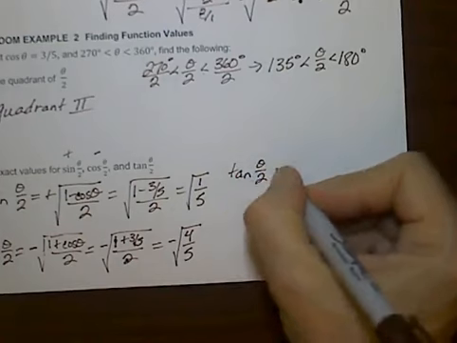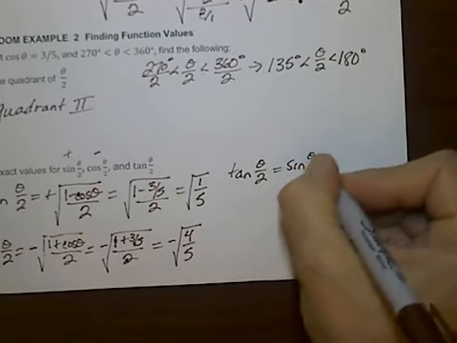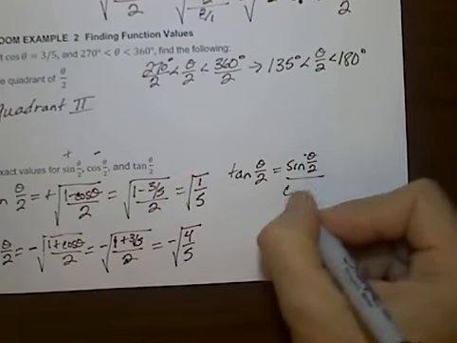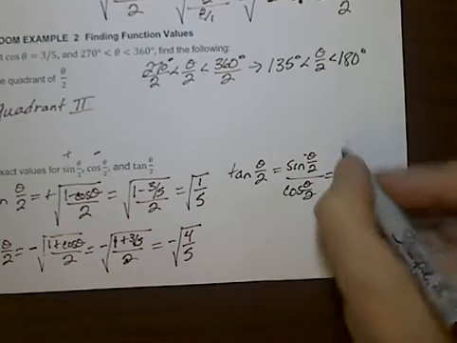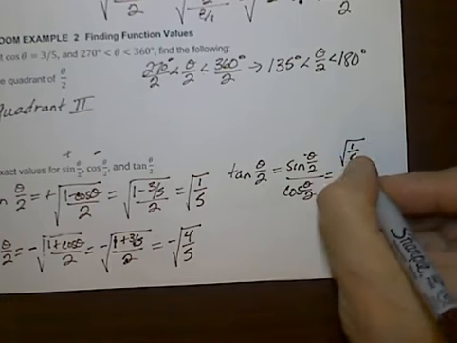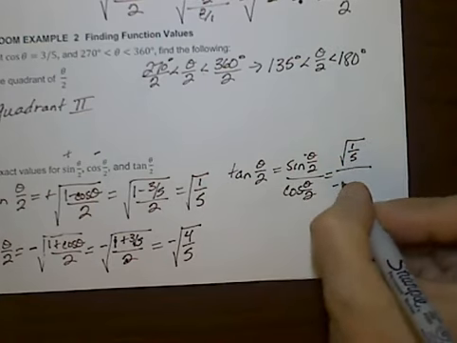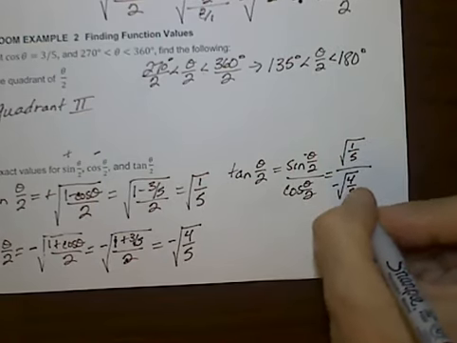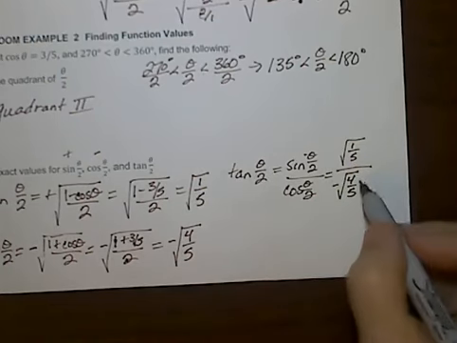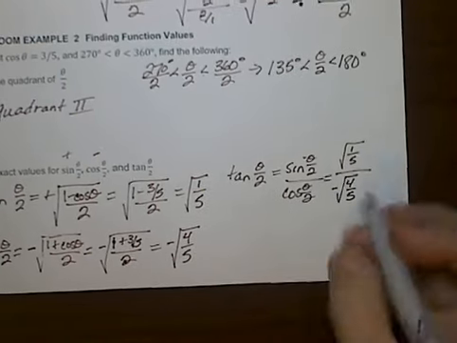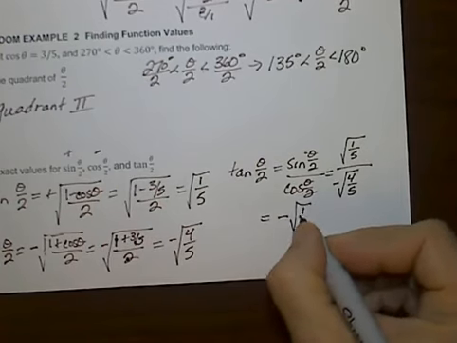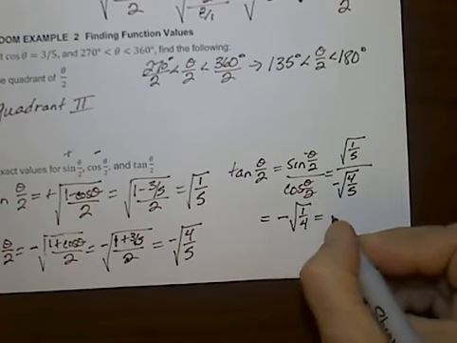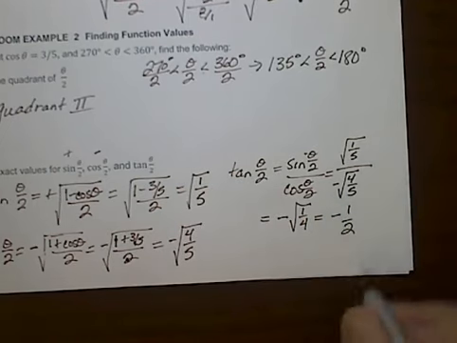To find tangent, we would just take the sine and divide by the cosine. The values we have are the square root of 1/5 and negative square root of 4/5. If we simplify that, we're going to end up with the negative square root of 1/4, which simplifies to negative 1/2. So that's our value for the tangent.